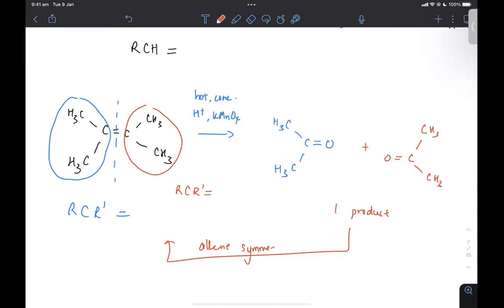Symmetry is your primary school concept where I remember drawing the left side, then you have to draw the right side the same as the left-hand side. When the left side is the same as the right-hand side, you're not going to get two products. You're going to get one product because the left product will be the same as the right product. When you get one product, that means the two things are the same. That means your alkene must be symmetrical.